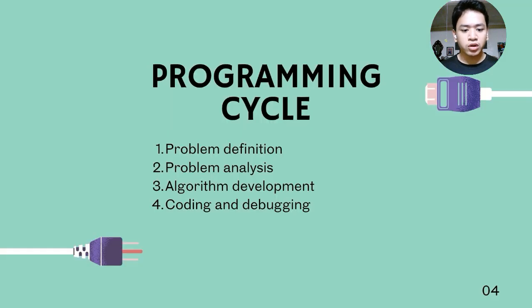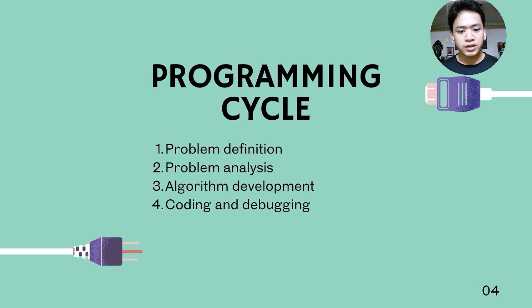Now let's jump into the programming cycle. This is the process programmers follow to build a program. This has 4 steps. Number 1 is the problem definition. First, we clearly identify the problem. For example, if the goal is to compute student grades automatically, the definition should clearly say the program must calculate the average score and display if the student pass or fail.